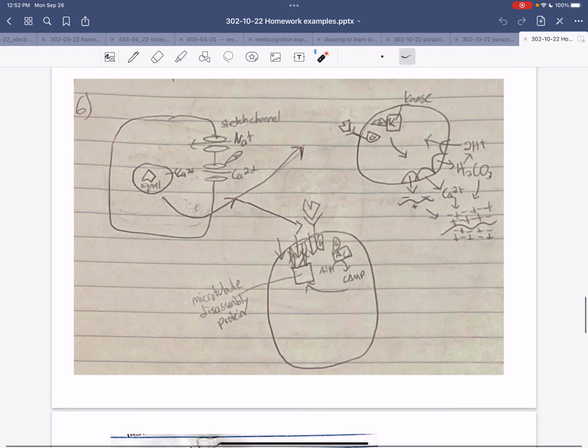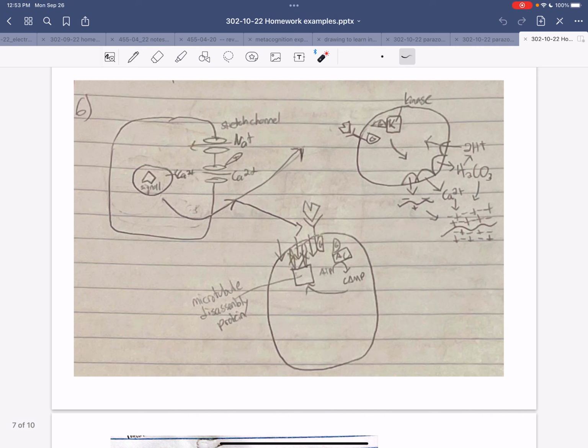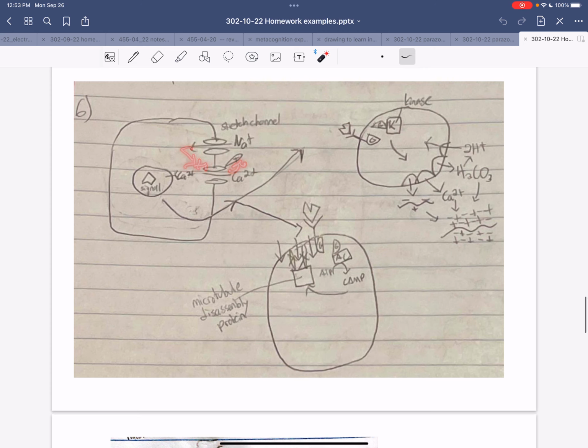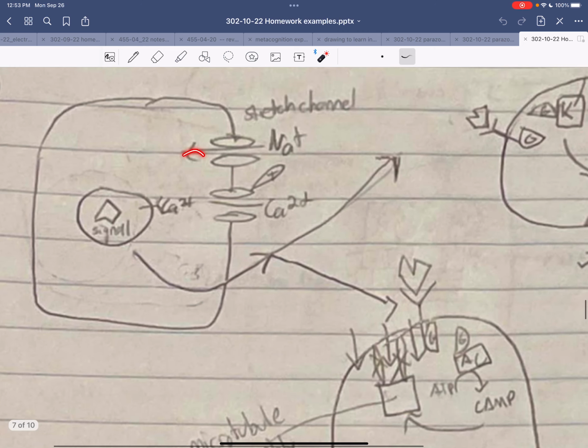Here's another example shown with some steps missing. The sodium comes in. It doesn't show the sodium opening the calcium channel. And especially for homework, if you know steps, I'm pretty sure this person knows that this is the step that opens the calcium channel. If you know those steps, you don't necessarily need to show every one.